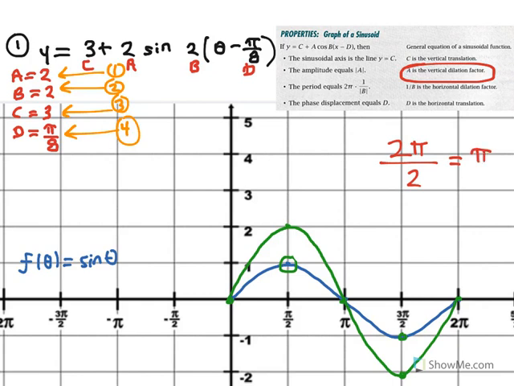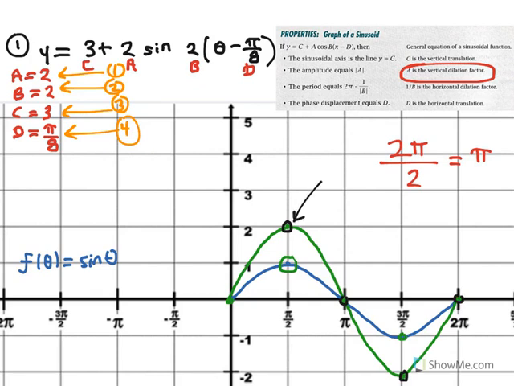So what that means is there will be a horizontal compression by a factor of 1/2 from the graph of the parent sine function. The parent sine function has a period of 2 pi. Our function has a period of pi. So we will take the green graph and horizontally compress that by a factor of 1/2, which means you're going to multiply each x coordinate on the green graph by 1/2.